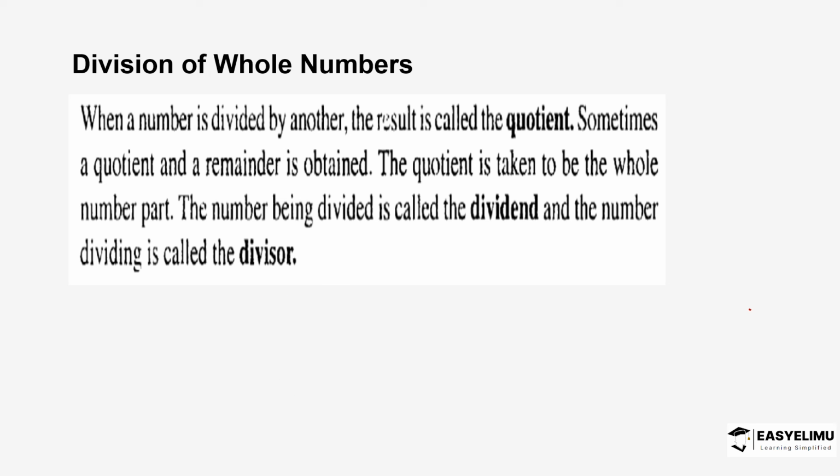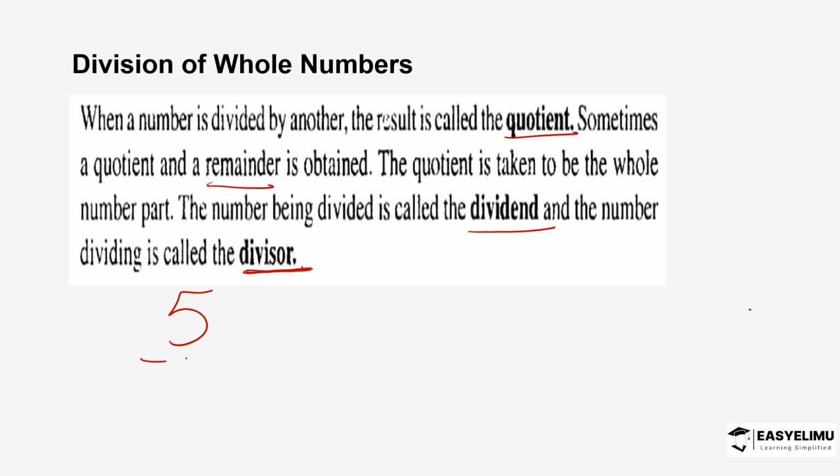So the quotient is taken to be the whole number part, as you can see, and the number being divided is called the dividend. So we have about four terms that are important with regards to division of numbers. We have the quotient, we have the remainder, we have the dividend, and then of course the divisor. These four terms are very important when it comes to division of numbers. What is quotient, what is remainder, what is dividend, and what is divisor.